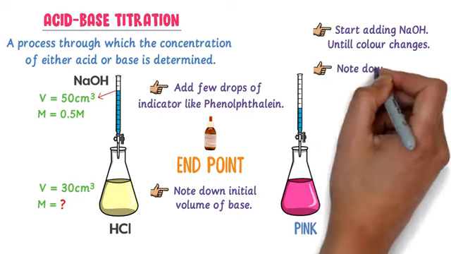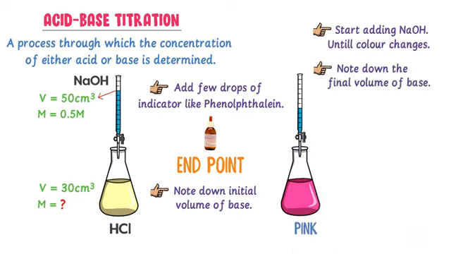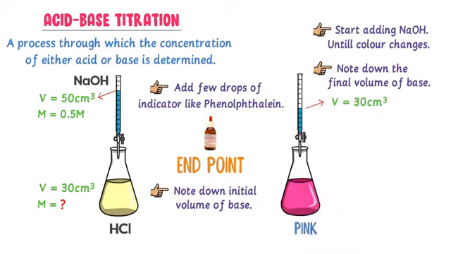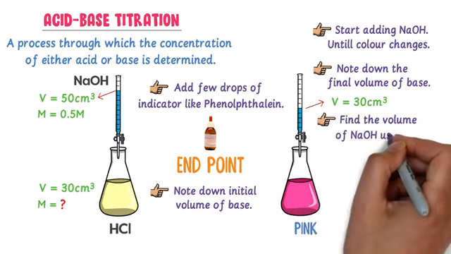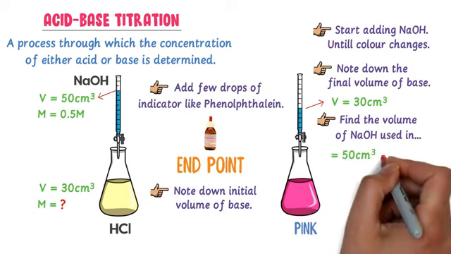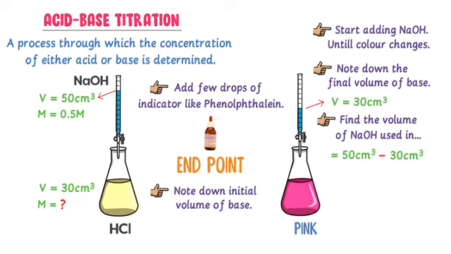The fifth step is to note down the final volume of titrant. For example, the final volume of titrant is 30 cm3. The last and the sixth step is to find the volume of titrant sodium hydroxide used to react with inlet HCl. For example, the initial volume of titrant was 50 cm3 and the final volume of the titrant is 30 cm3. So always subtract the final volume from the initial volume. I mean 50 cm3 minus 30 cm3. Hence I get 20 cm3.